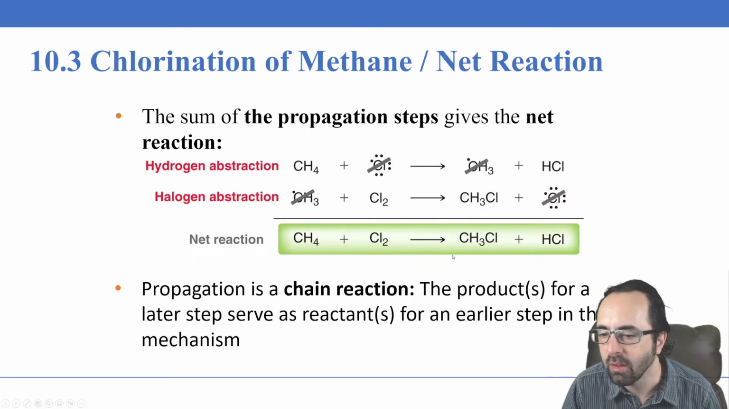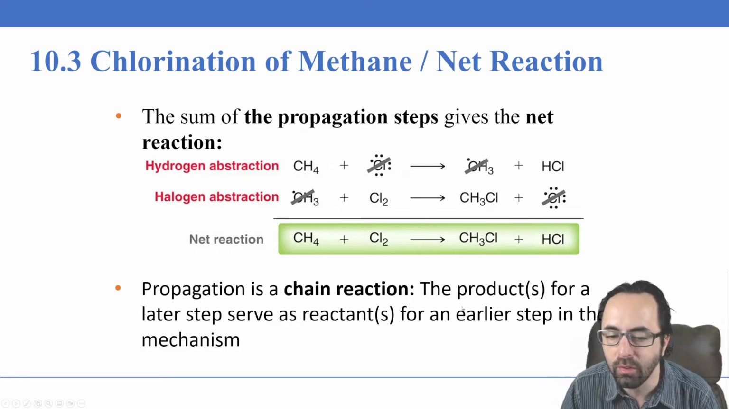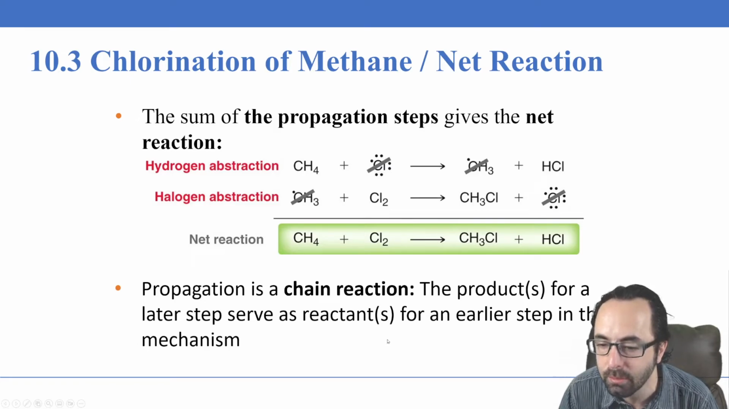And so these steps essentially produce each other's reactants, right? The halogen abstraction reproduces the chlorine atom, which then can go and react with the hydrocarbon, the methane, and produce a methyl radical, which will then get used up in the next step. And so these reactions can continue and continue and continue. As long as you keep feeding in methane and chlorine, this reaction will continue and keep producing chloromethane and HCl. This is referred to as a radical chain mechanism, or a propagation chain reaction.